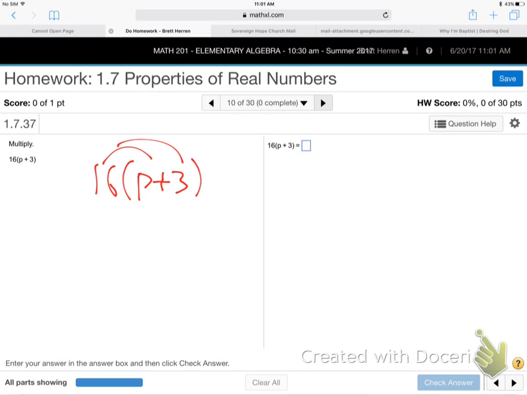Just like I'll distribute the practice test tomorrow, I'll pass one out to everybody. We're distributing the 16. He's passing himself out to the p and the 3. He'll multiply the p and he'll multiply the 3. 16 times p, 16p. 16 times 3, 48, and we're done.